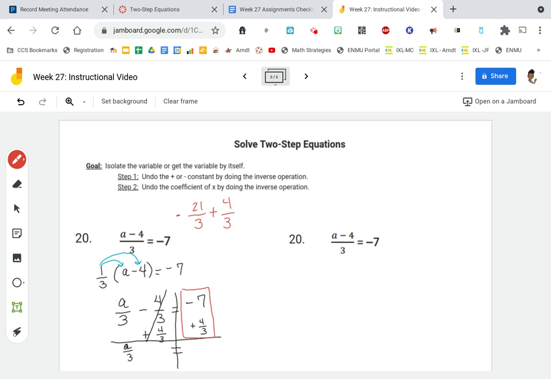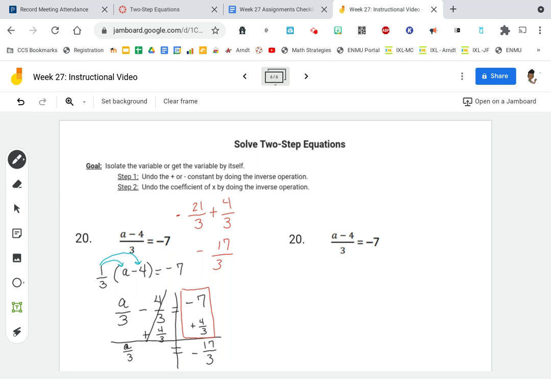So -21/3 plus a positive 4/3 is going to give me -17/3. Okay, so going back down here, -7 plus 4/3 is -17/3.